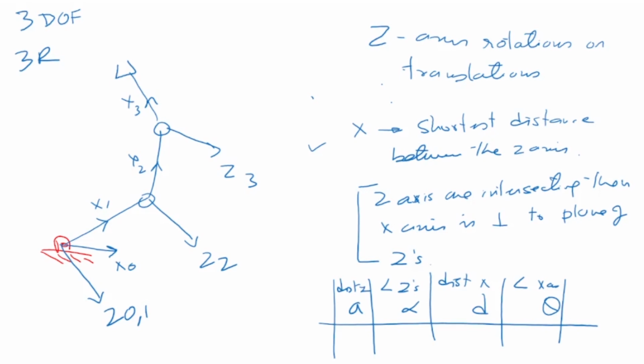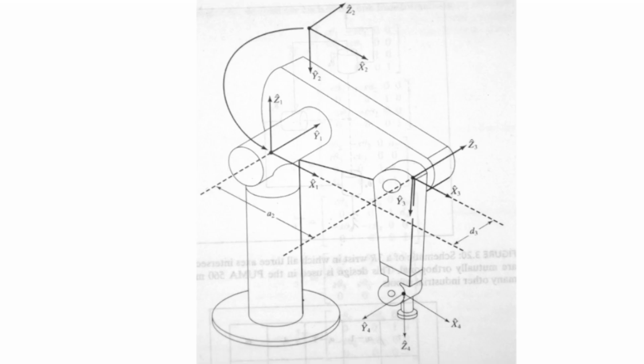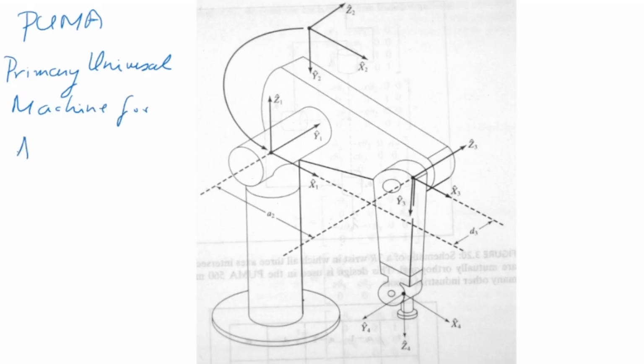Now, let's look at an industrial robot having 6 degrees of freedom. We'll discuss the Puma robot. The name comes from Primary Universal Machine for Assembly. Puma stands for Primary Universal Machine for Assembly, one of the earliest robots made somewhere around the 1960s.